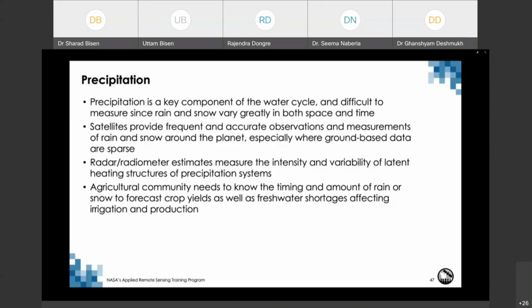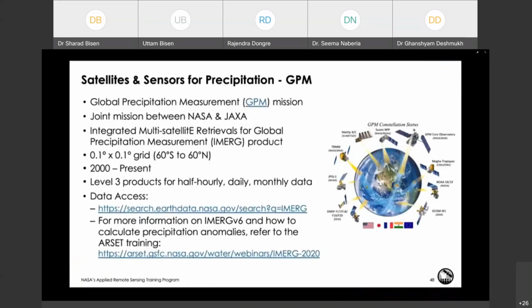The Global Precipitation Measurement Mission is a joint mission between NASA and the Japan Aerospace Exploration Agency, or JAXA. The satellite was launched February 27, 2014, and operates as the core satellite within a constellation of international meteorological satellites. GPM has been integrated with data from a global constellation of satellites to yield improved spatial and temporal precipitation estimates.